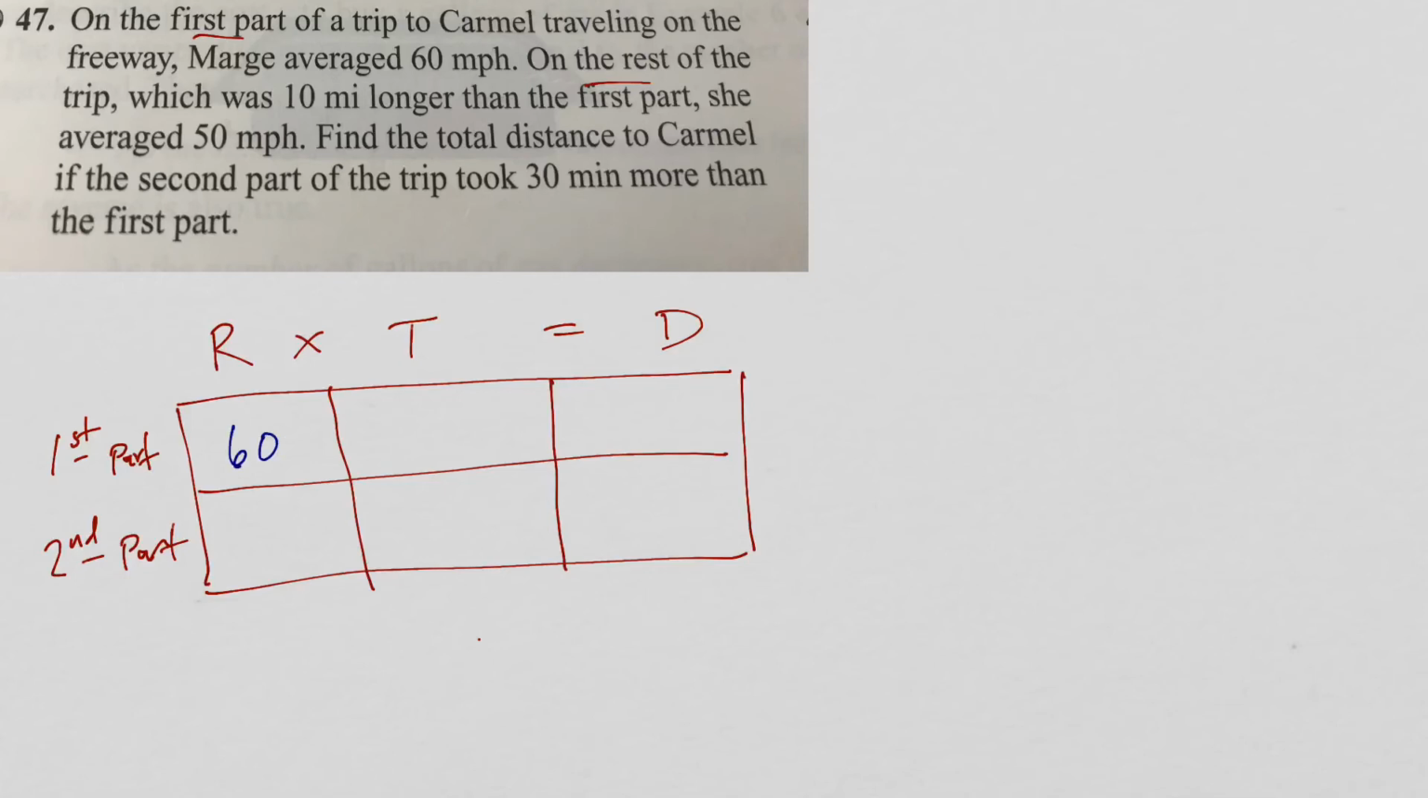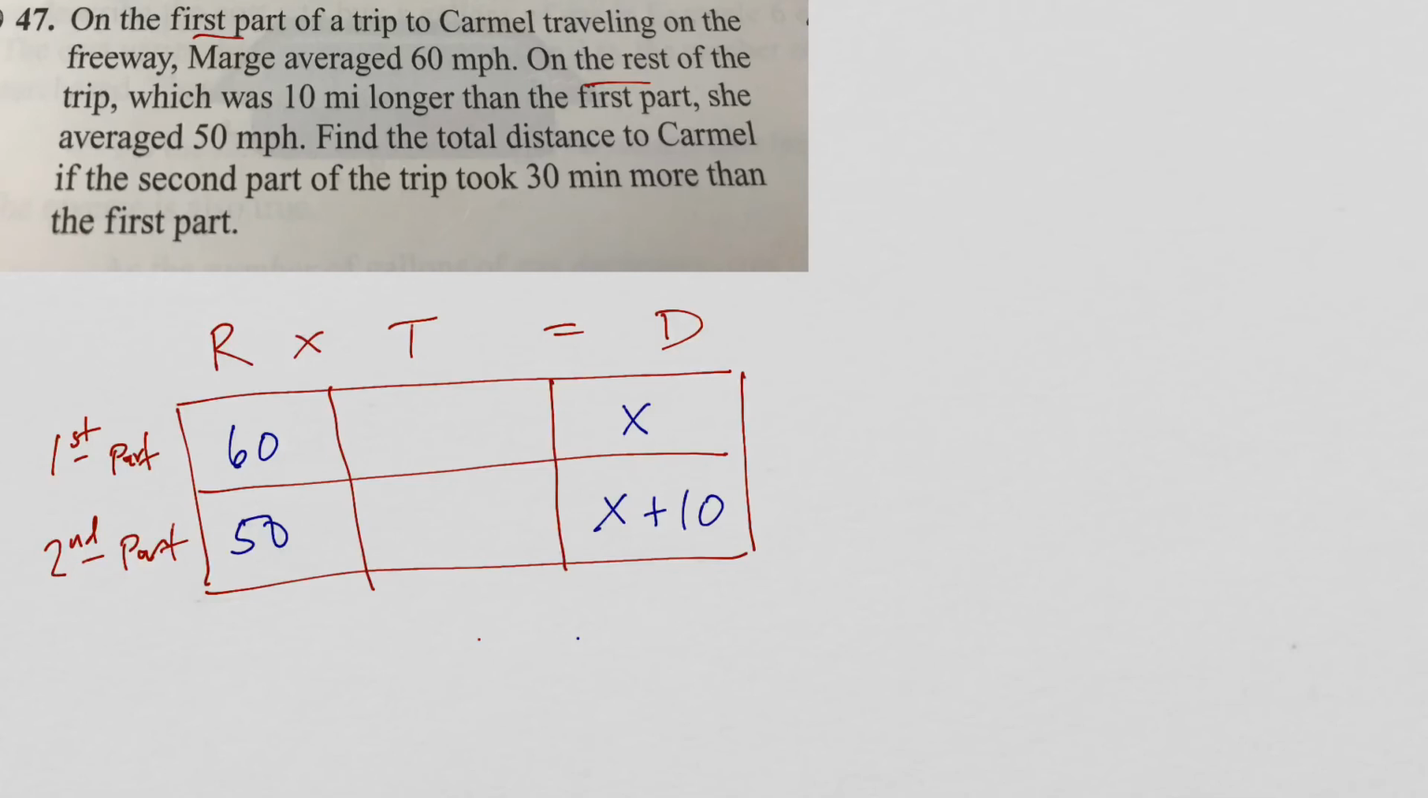Okay, on the rest of the trip, which was 10 miles longer than the first part. So we don't know what the first part was, but this is x plus 10. It's 10 miles longer. It said she averaged 50 miles per hour. Okay?